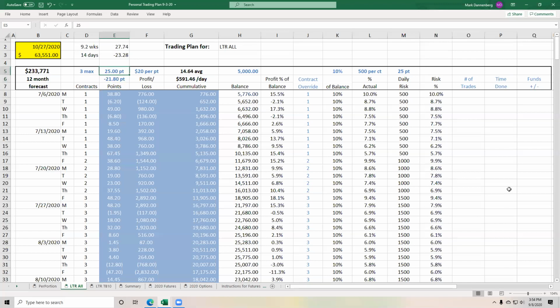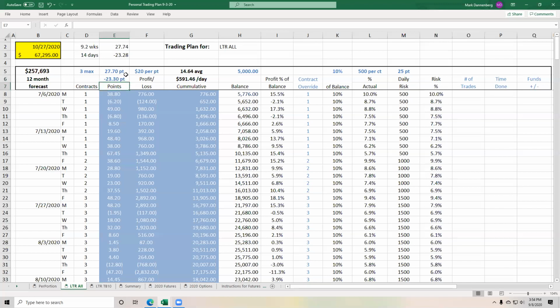Well, we've been averaging 27.74 points a day on our winning days. I'm going to put that at 27.7, and our losing days are averaging 23.28. I'm going to adjust our losing days to minus 23.3.